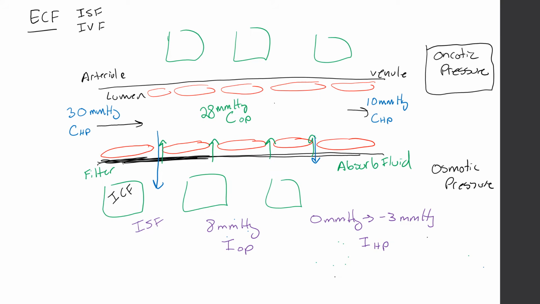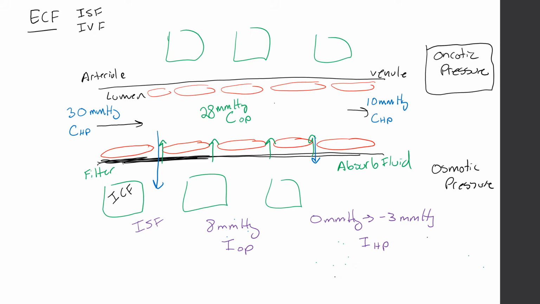Now I drew them over here and not towards the arterial or venule side because the interstitial oncotic pressure and hydrostatic pressure are constant throughout the length. So those are forces that are acting throughout the whole length there. All right.